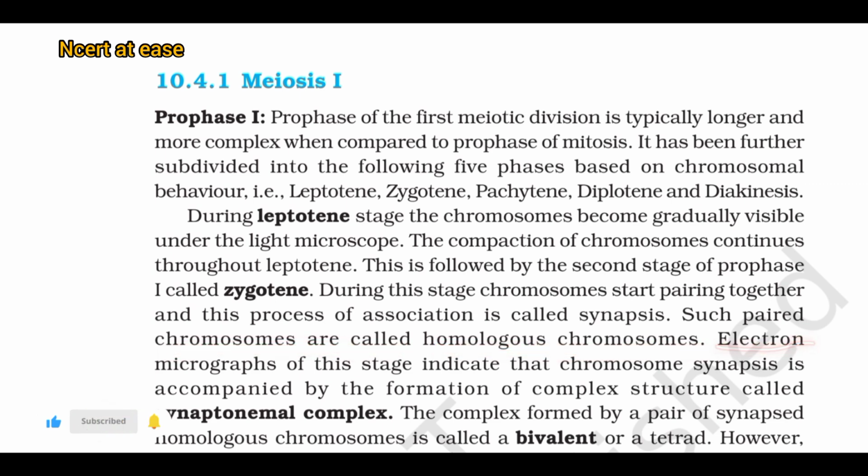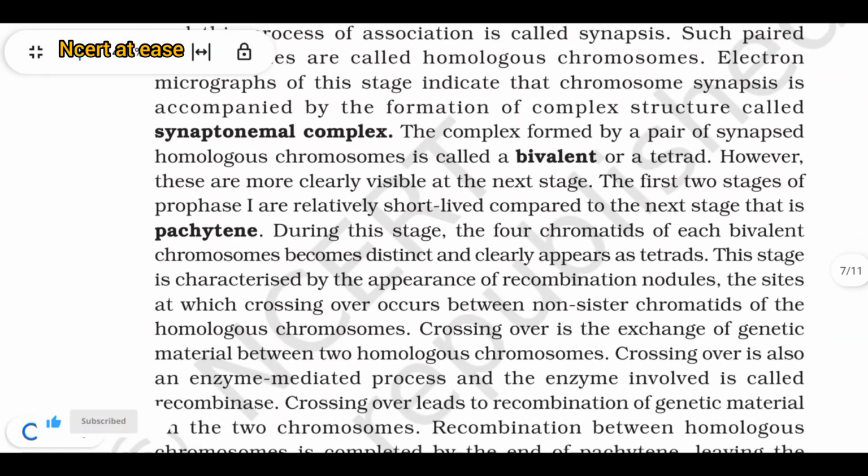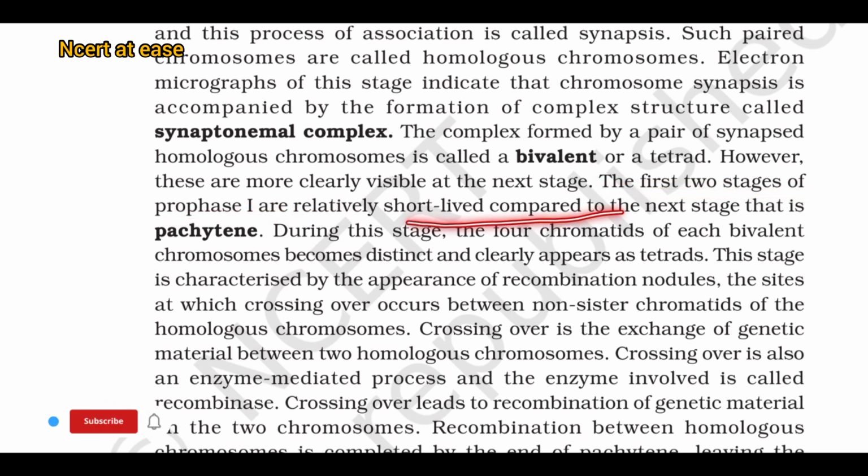Electron micrographs of this stage indicate that chromosome synapsis is accompanied by the formation of a complex structure called the synaptonemal complex. The complex formed by a pair of synapsed homologous chromosomes is called a bivalent or a tetrad. However, these are more clearly visible at the next stage. The first two stages of prophase 1 are relatively short-lived compared to the next stage, that is pachytene.